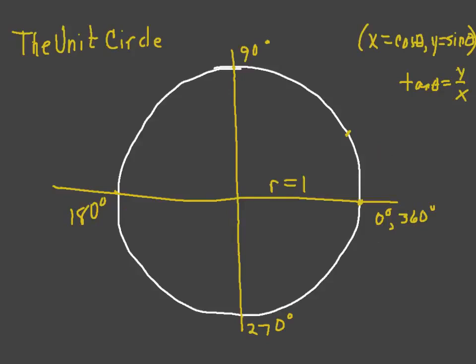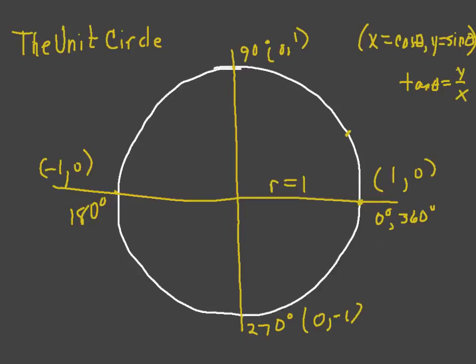Now, because this is a circle with radius 1, we know these 4 points very clearly. This is the point (1, 0), (0, 1), (negative 1, 0), and (0, negative 1). So let's go around the circle and look at the cosines of each of these. That would be our x values. So the cosine of 0 is 1, the cosine of 90 is 0, the cosine of 180 is negative 1, and the cosine of 270 is 0.